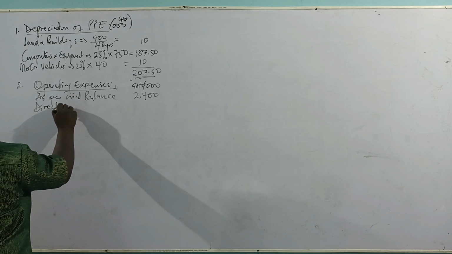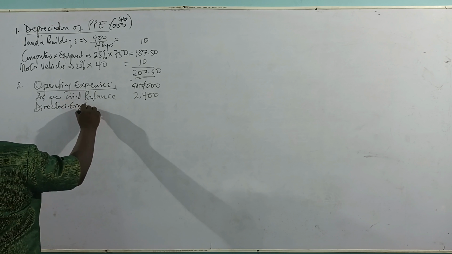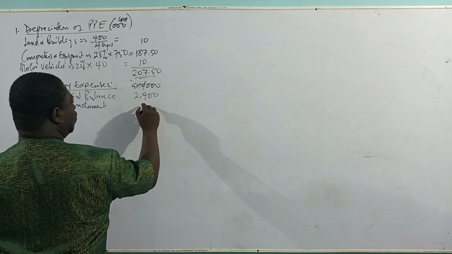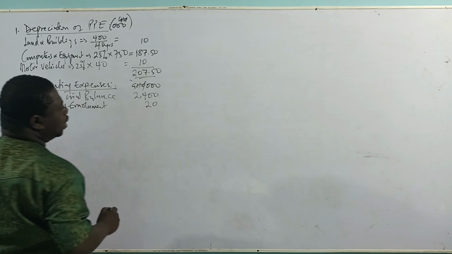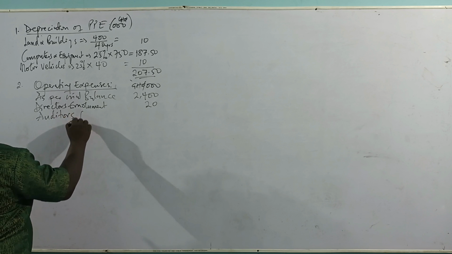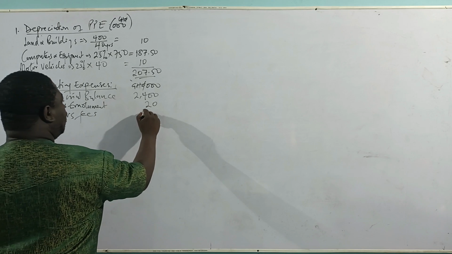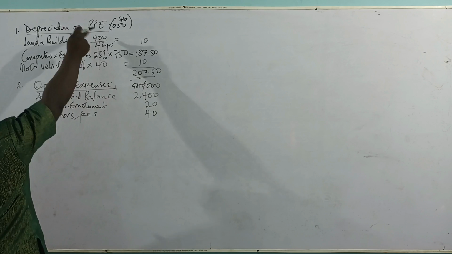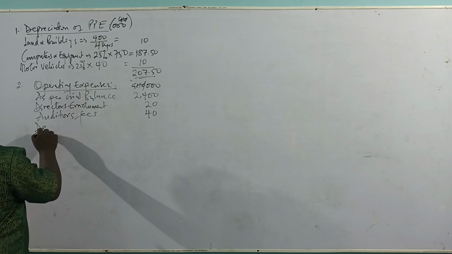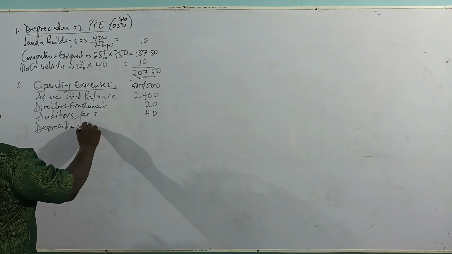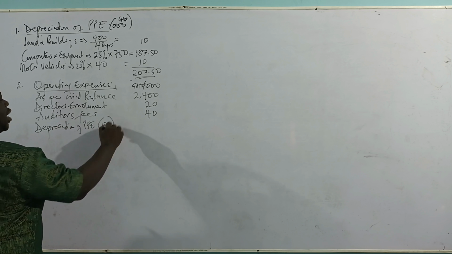Directors' emolument of 20 and then auditors' fees of 40. So these are all operating expenses. And then let's also not forget that there is depreciation of PPE. So depreciation of PPE coming from working 1.